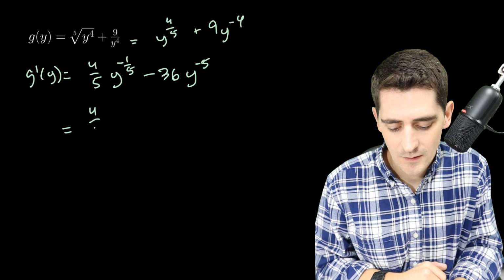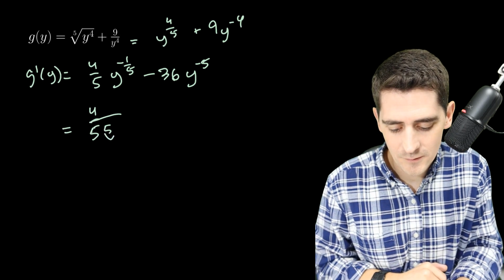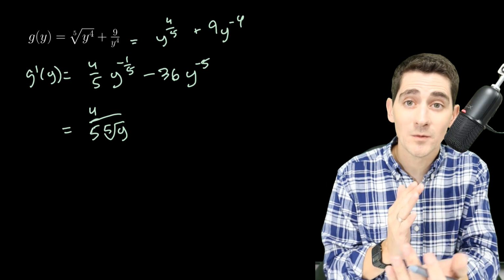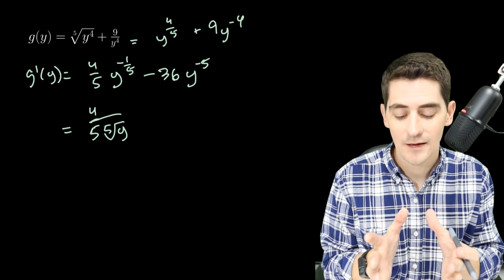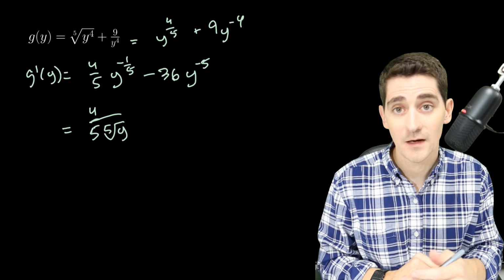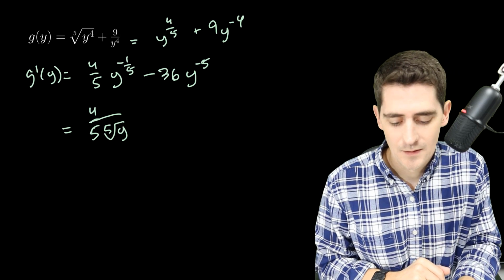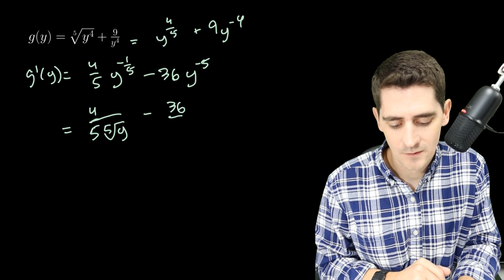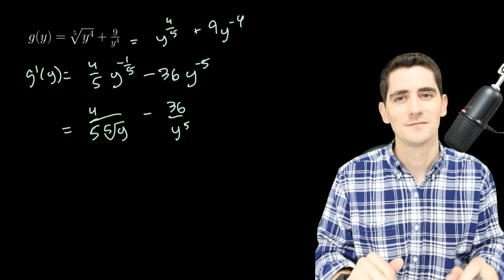I'd have 4 over 5, the 5th root of y. Why is that? Because I have a negative exponent, which brings it down to the denominator, and it's a 5th root. So I have 4 over 5, the 5th root of y to the 1st power, minus 36 over y to the 5th. Awesome. We've got to keep going.